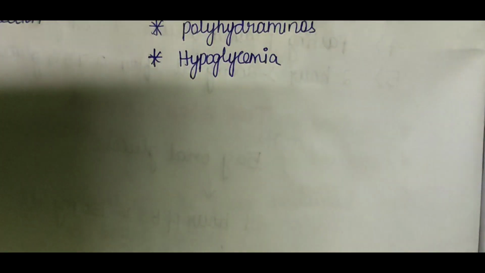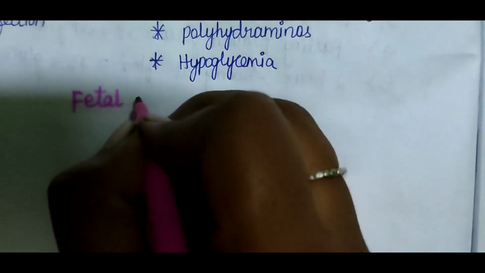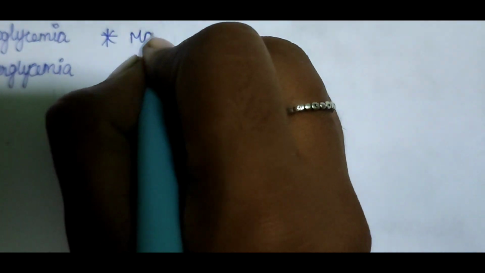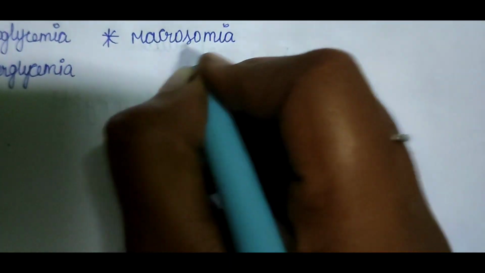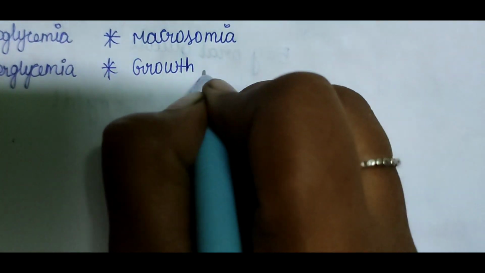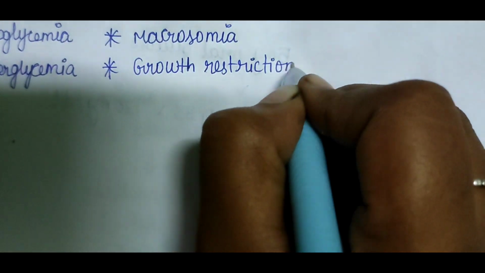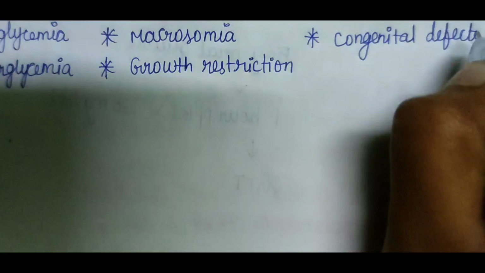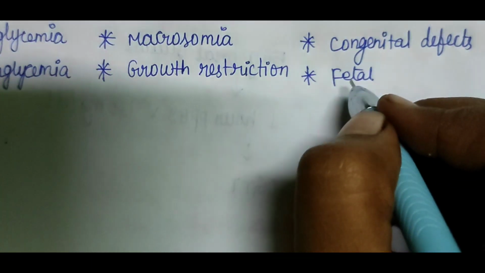Okay. So next we are going to see what are the effects on the fetus and neonates. First one is hypoglycemia. And next one is hyperglycemia. And next one is macrosomia. Macrosomia means big baby. Next one is growth restriction. And next one is congenital defects. And next one is fetal death. So these are the effects of DM in pregnancy, fetal and also neonatal.